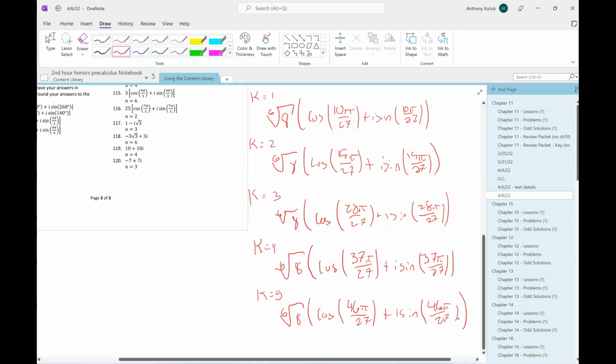And notice if I did this one more time, I'd have 55 over 27 pi, which is coterminal to 1 over 27 pi, which was the very first one I started with. If instead we asked for standard form answer, what would we do? Just grind all that through the calculator, right? Yuck.